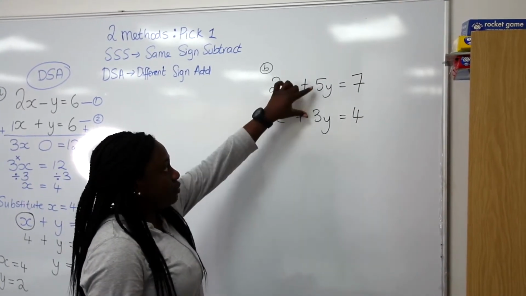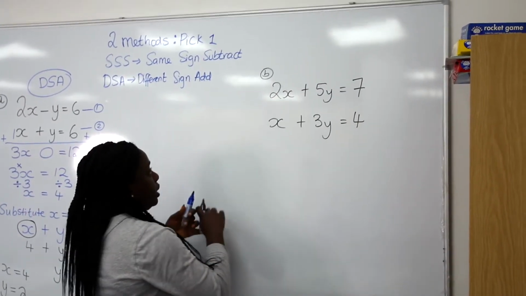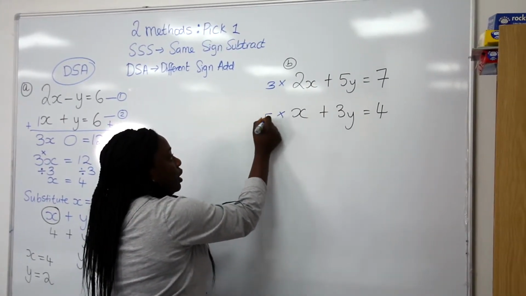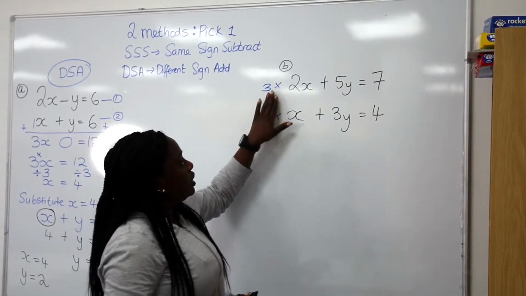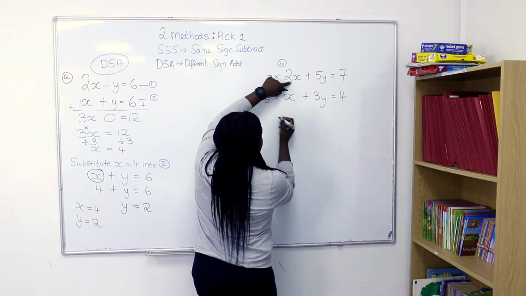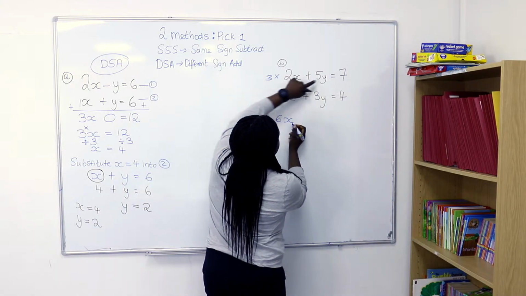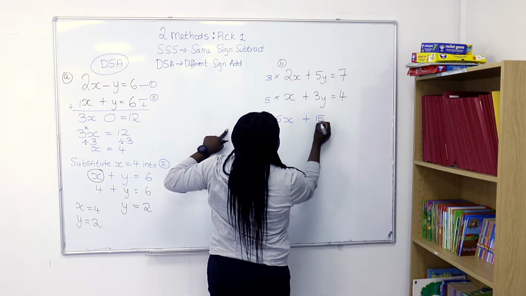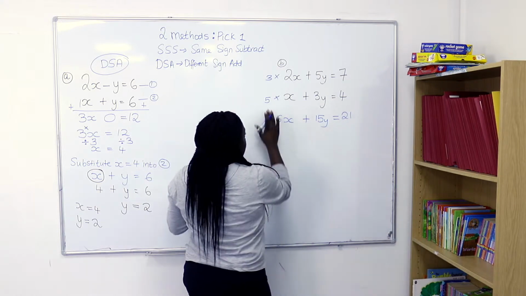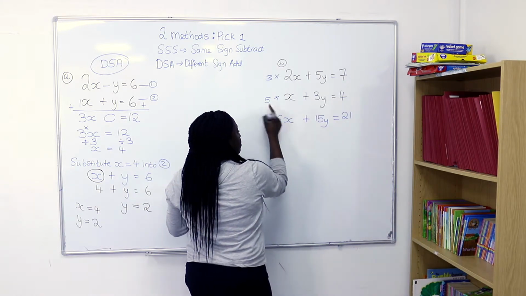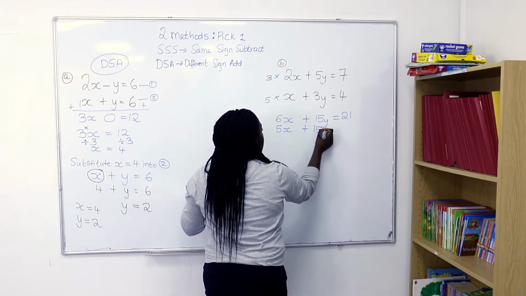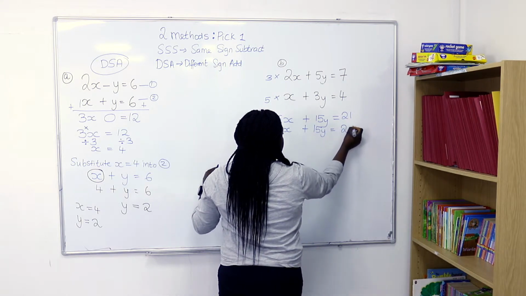What do I mean by that? So the 5 and 3, we get to swap them. So that we times the top by 3, and we times the bottom by 5. Basically, every single number on the top, we need to times by 3. So 3 times 2x will give me 6x. 3 times 5y will give me 15y. And the same, 3 times 7 will give me 21. Now moving on to the bottom, times every single number on the bottom by 5. 5x plus 15y equal 20.